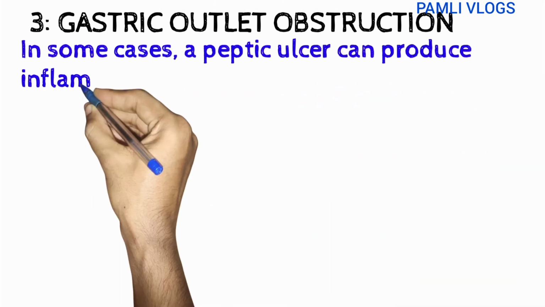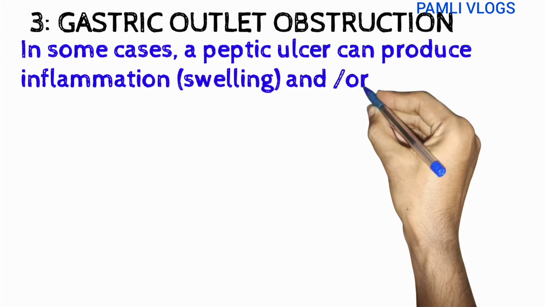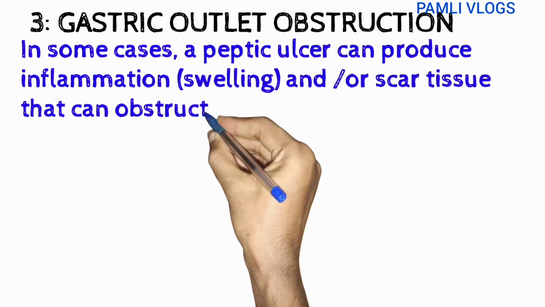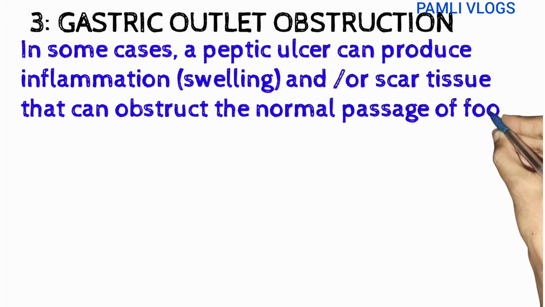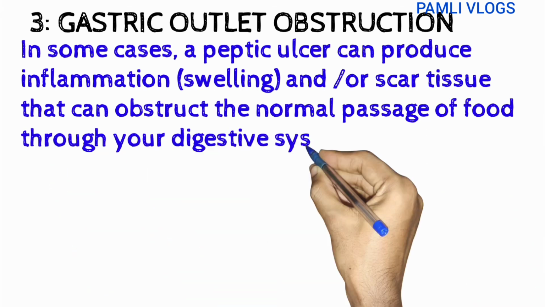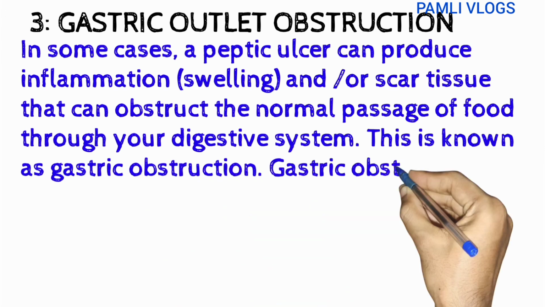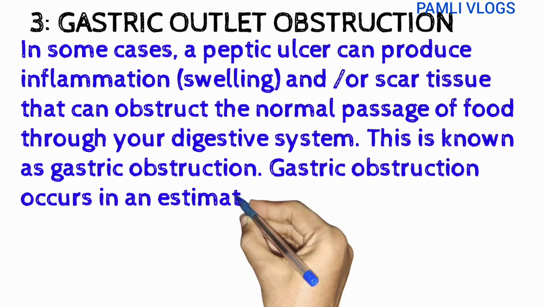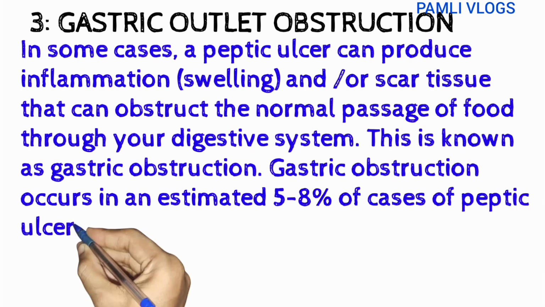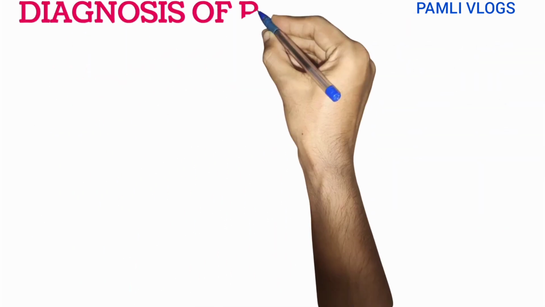Gastric outlet obstruction is the third complication. In some cases, a peptic ulcer can produce inflammation, swelling, or scar tissue that can obstruct the normal passage of food through the digestive system. This is known as gastric obstruction. Gastric obstruction occurs in an estimated 5 to 8% of cases of peptic ulcer disease.